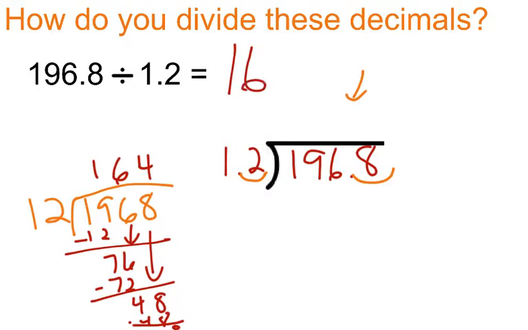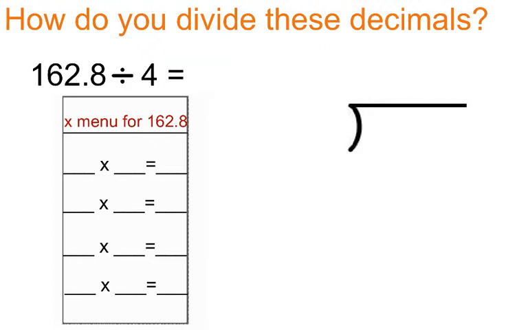So that gives me 164. If you need to review your division, make sure you're going and looking at other tutorials to help you as well. Let's look at one final example where we can really look at these as groups. How can we divide 162 and 8/10 by 4? So what I'm asking is how many groups of 4 are in 162 and 8/10?